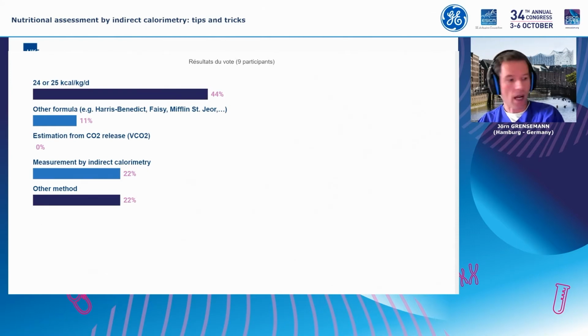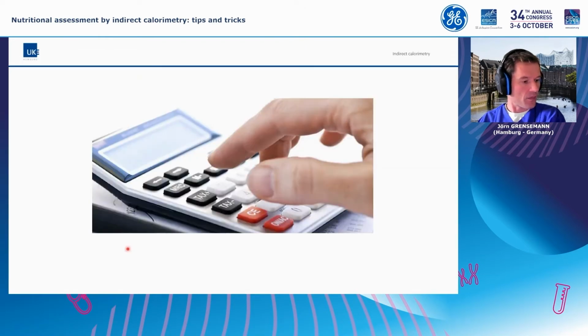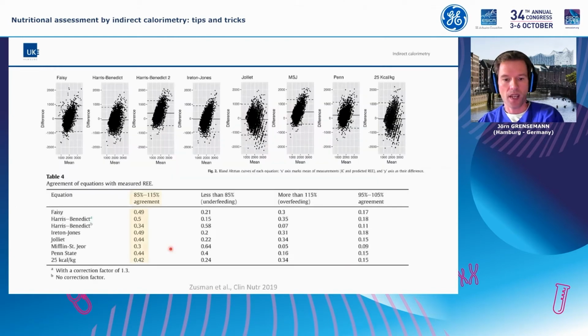And I want to show you how other methods like other formulas or 24 to 25 kilocalories do perform. If you look at data from 2019 and look at formulas, you see that not even 50% of the time formulas get a sufficient agreement of 85 to 115%. If you look at an even more precise agreement on the right side, then no formula performs better than 20% of the time. So apparently formulas do not really work well.